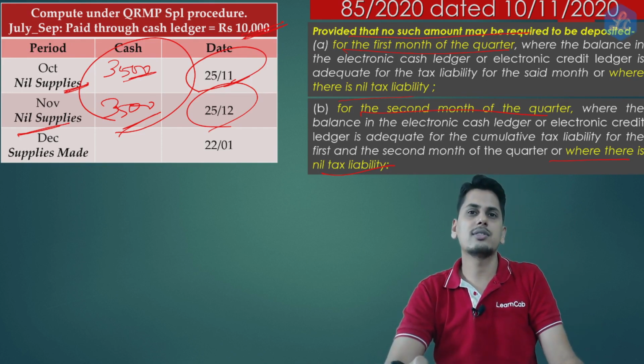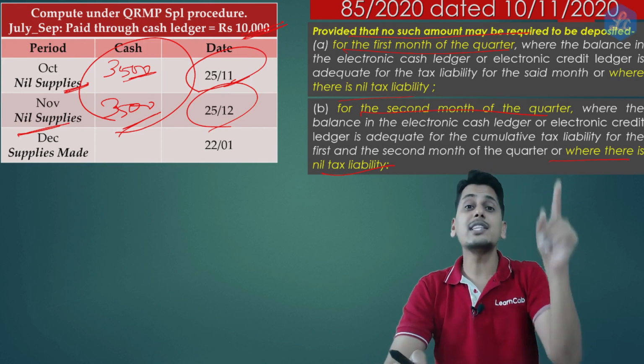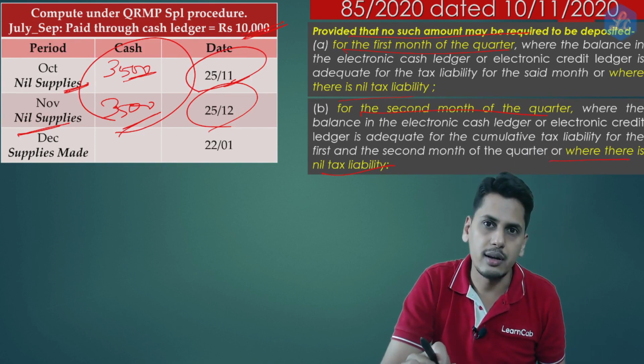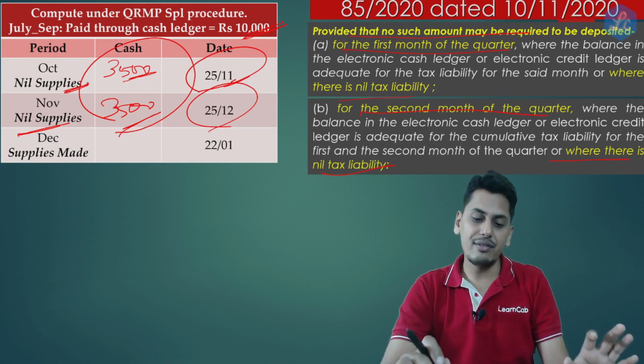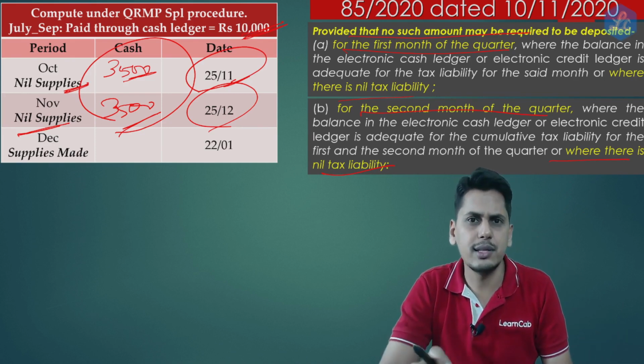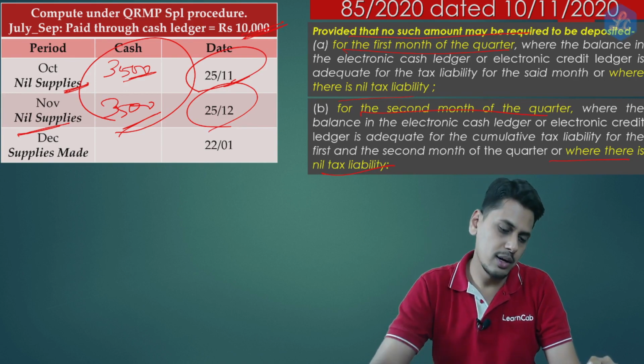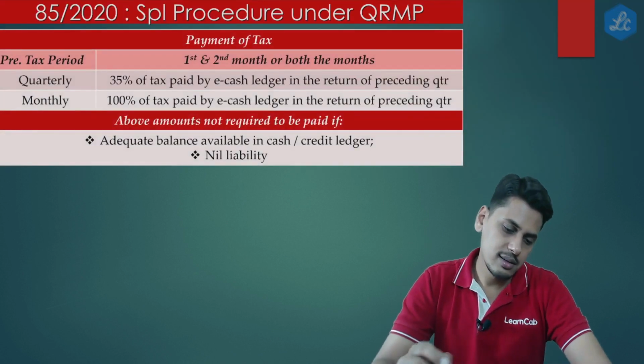What are those two scenarios? Scenario number one, if the balance available in the cash ledger is adequate, then deposit is not required. Scenario number two, if you have nil tax liability either for the first month or for the second month, deposit is not required. I'm sure you're able to understand this. So friends, this is the story so far.